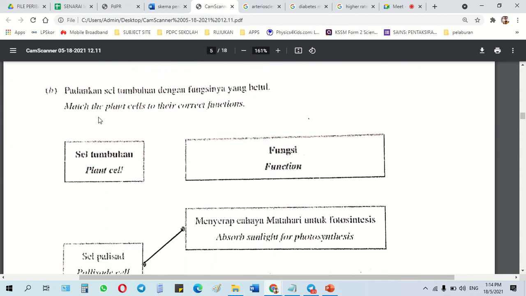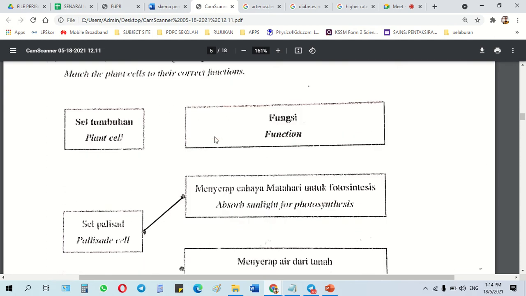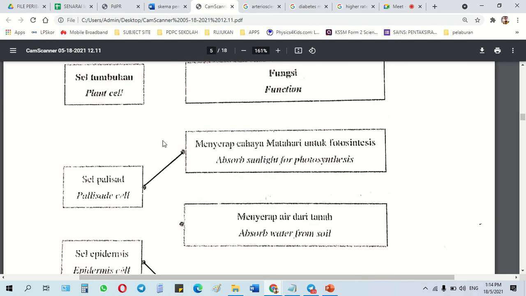Okay, and then match the plant cell to their correct function. Sorry lah, ni tak nampak sangat. Dalam your question pun memang problem sikit kan. Memang tak nampak kan. Okay, so ni saya rasa tak ada masalah kot. Okay, so the cell palisade, the answer is to absorb sunlight for photosynthesis. Okay, right? Correct.